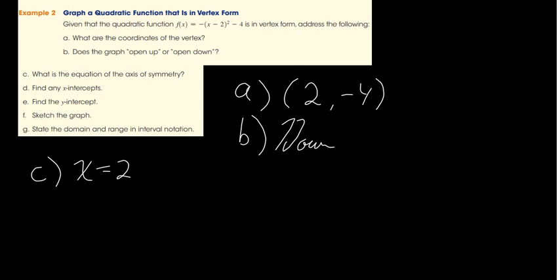Why does it point down? Okay, I guess I have to show it before it pops out. So why does it point down? Because if we were to expand, let's go ahead and expand this. So (x minus 2) quantity squared turns into x squared minus 4x plus 4. That is that entire binomial expanded.